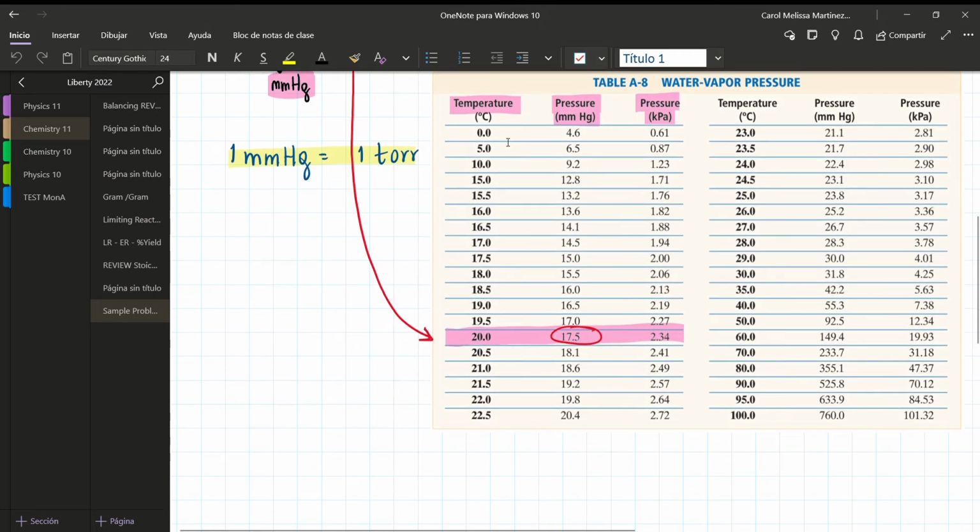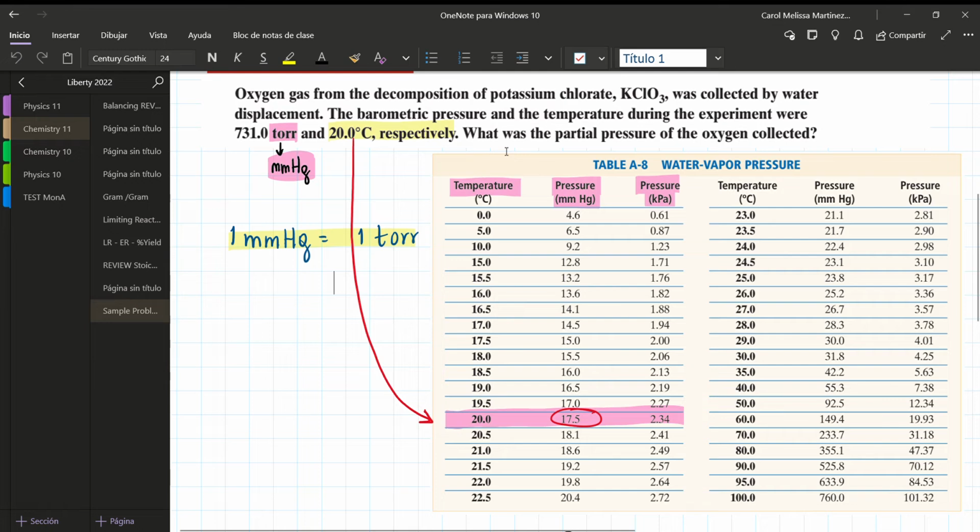Now, it says, what was the partial pressure of the oxygen collected? According to Dalton's law of partial pressures, we have this formula. The total pressure of the mixture of gases is equal to pressure of the gas 1 plus pressure of the gas 2 plus pressure of the gas 3, etc. That is the main equation. Now, how many gases are acting in this problem? Okay, we have oxygen gas.